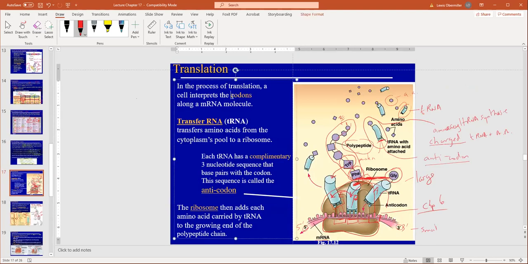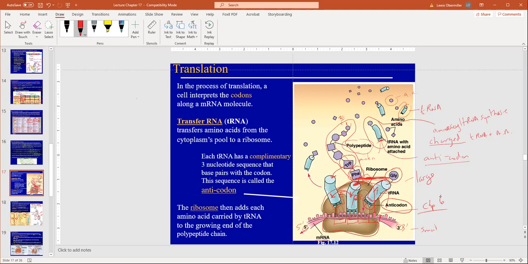All right, so remember we have codons and we have anticodons. The anticodons are found on the transfer RNA or the tRNA, these little green dynamite sticks. Every tRNA has a complementary 3 nucleotide sequence. So right here we have the anticodon, and this is the tRNA. The anticodon here is GGC. So that's going to pair with CCG.